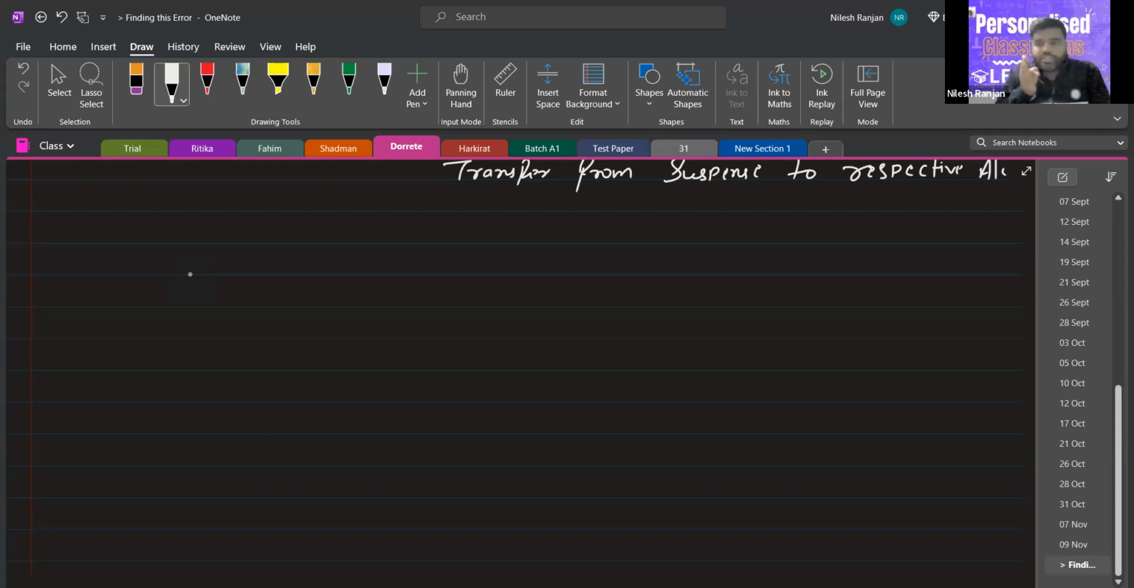So every transaction has two aspects, one is debit, one is credit. If one side is correct and only one side is incorrect, then it is called a one-sided error. Is that clear?